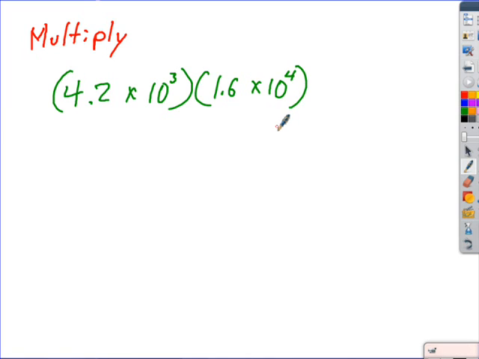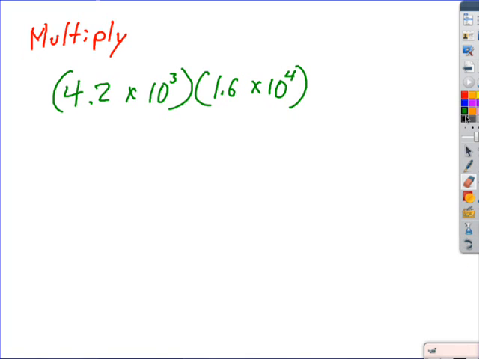When everything's being multiplied, we know we can just multiply in whatever order we want to multiply in. So let's try to make this simple. Let's first multiply the leading numbers. So just in your mind, erase the times 10 to the power and just multiply 4.2 times 1.6 is what we'll do first. Then we'll come back and we will multiply just the times 10 to the power. So we'll do it in two steps.